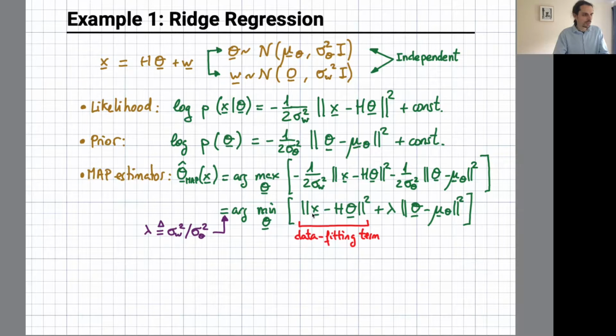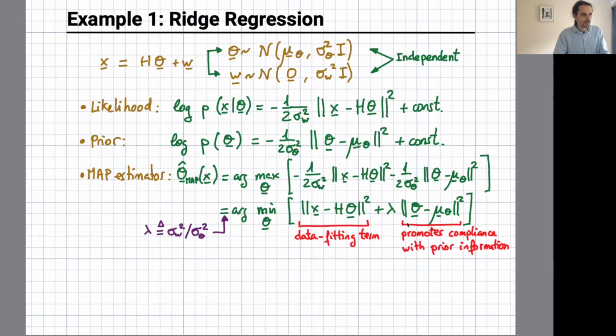Therefore this term is small when theta is close to, or when this candidate theta is close to the true theta. In that case we say that theta explains well the data, or agrees with the data, and this is why we call it a data fitting term.